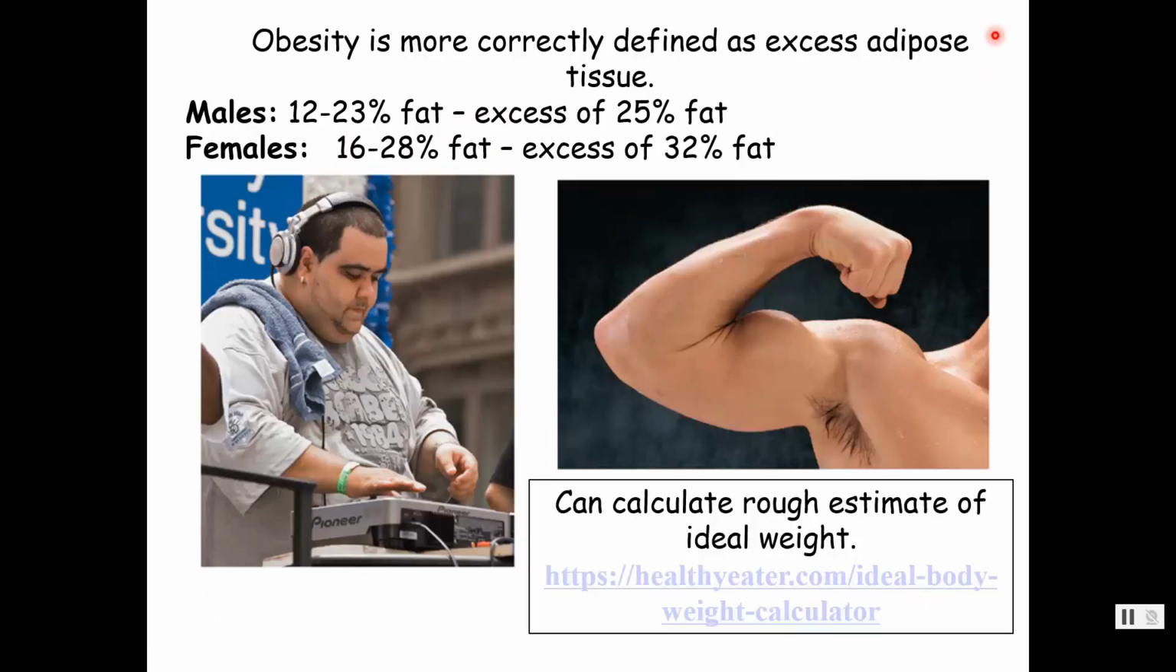Just like that TED Talk we just watched about obesity, obesity is more correctly defined as excess adipose tissue. For males, obesity would be excess of 25% fat, and for females it would be excess of 32% fat. That difference has to do with testosterone causing muscle development and lipolysis, whereas estrogen causes women to store fat. But you can have an athlete and someone who's not athletic having the same BMI. So it's just better if someone can measure adipose tissue or percent fat.